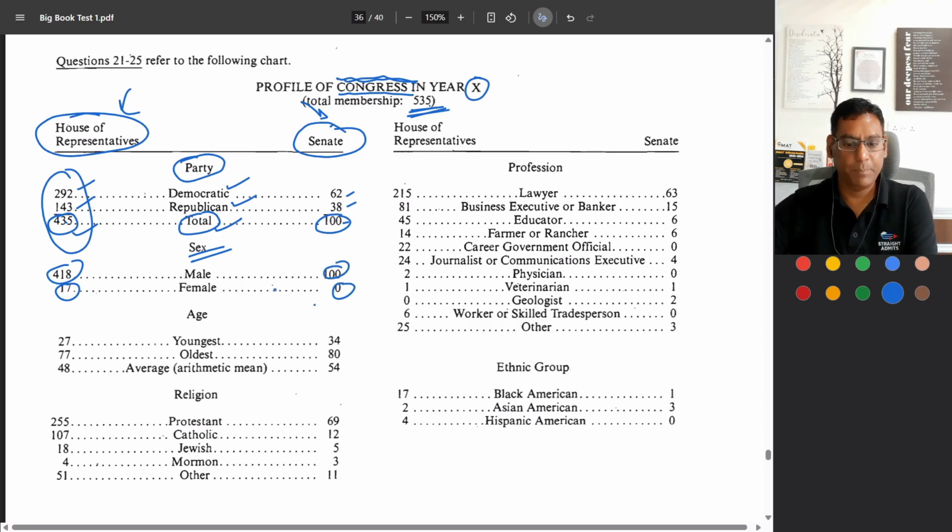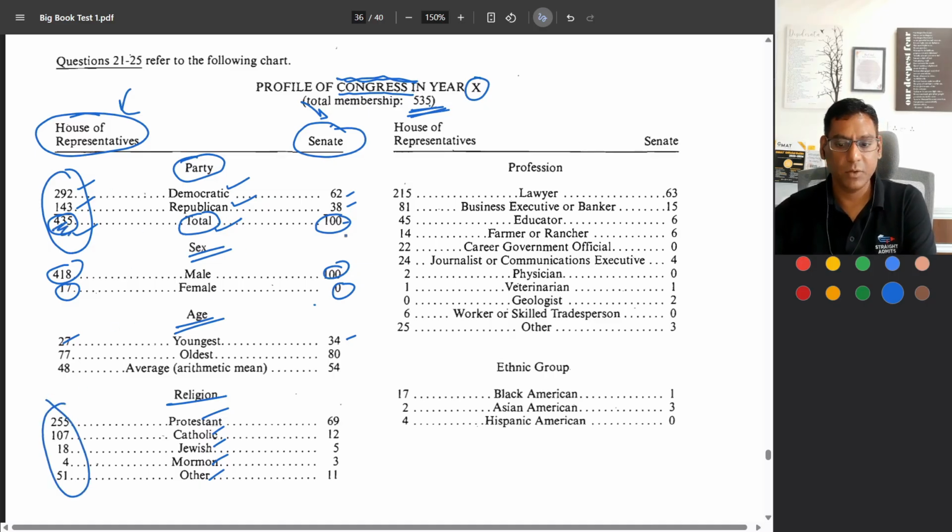So now I understand the pattern. If you look at age, youngest is this, average is this, oldest is this. Religion: Protestant, Catholic, Jewish, Mormon, other. These numbers will always add up to the total. And by profession, we have this split. By ethnic group, we have this split. The only thing here is that these numbers don't add up.